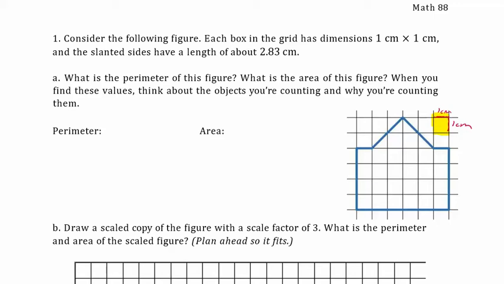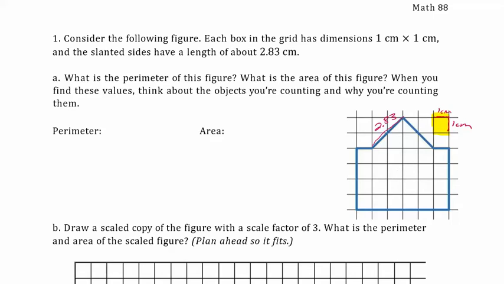Now for the perimeter, since we have this distance, the diagonal of the square is not 1. It's actually more than 1. It's about 1.4. 1 is the distance of one of the sides of the square. So they told us then that this distance of this slanted side was 2.83, so we could use that to figure out the perimeter. All right, so I'd like you to pause the video and figure out the perimeter and area of this figure and start it when you're done.